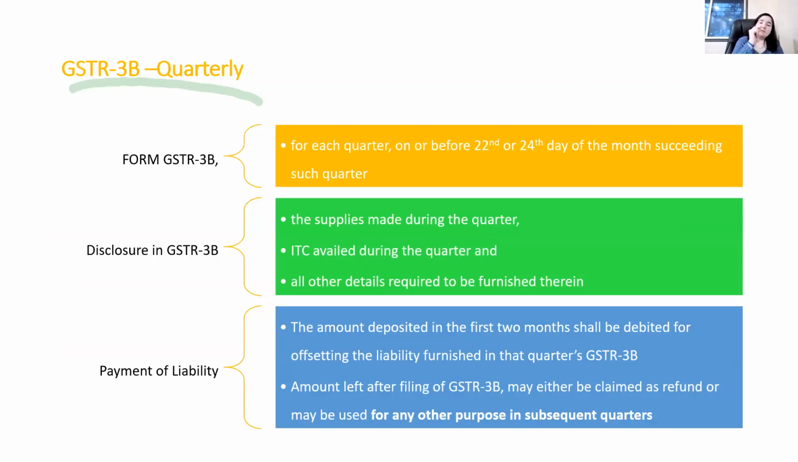Now about the GSTR3B. GSTR3B is also the same, that's why we are not going to discuss it in detail. The due date is the 22nd or 24th of the succeeding quarter. Whatever you are presently reporting in the GSTR3B, all the disclosures are as they are, only instead of monthly, 3B has to be filed quarterly. And payment is to be made after considering the payment already made for the first 2 months. So the balance payment is to be made in the 3B. This is about the return filing.